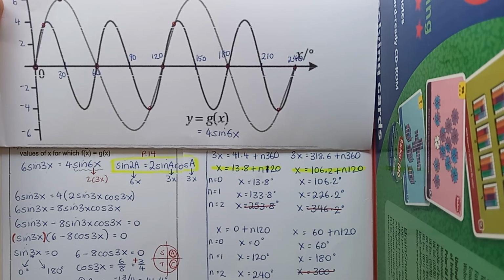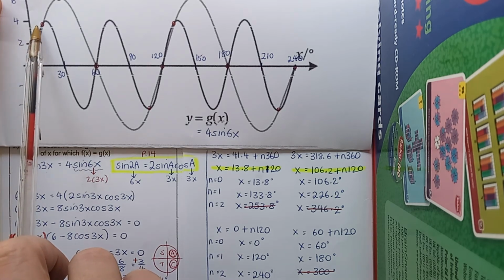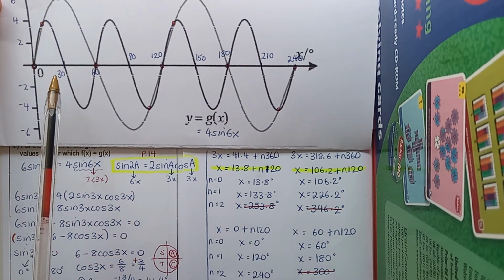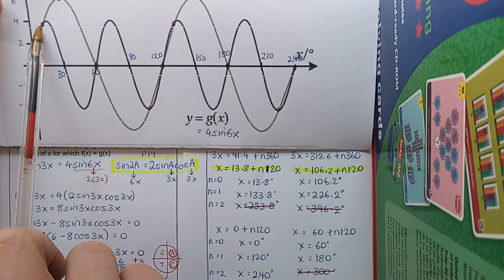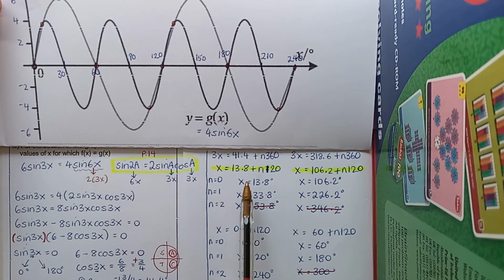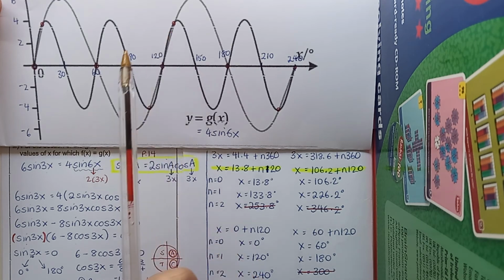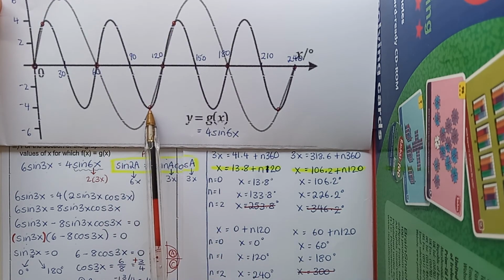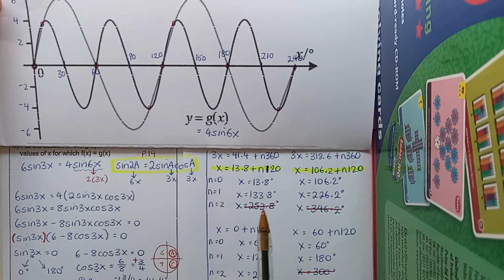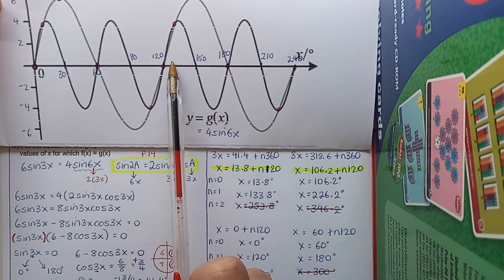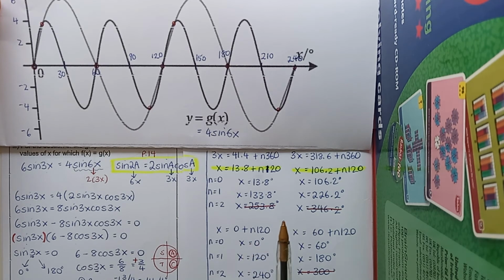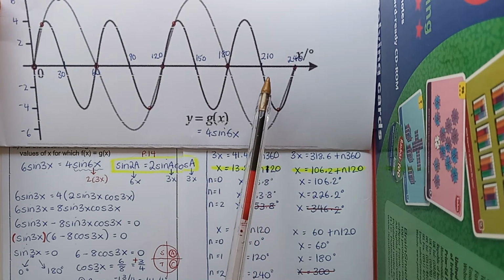So this looks like it's a bit less than a third of the way to 30. So 13.8 seems reasonable for that. The next one along is 106.2. So this would be for this point down here. And again, that looks like a reasonable answer. Then we've got 133.8. Again, that looks like it's about at that point on the diagram. And finally 226.2, which would be this point down here, which again looks reasonable given the values that we have in our graph.